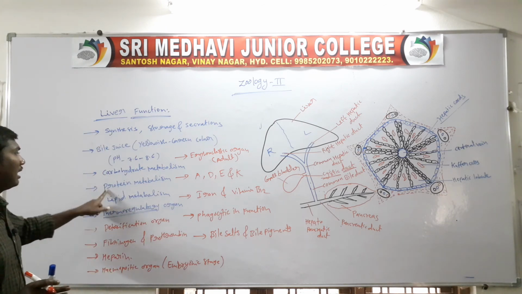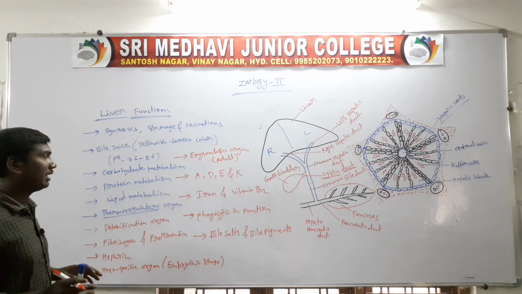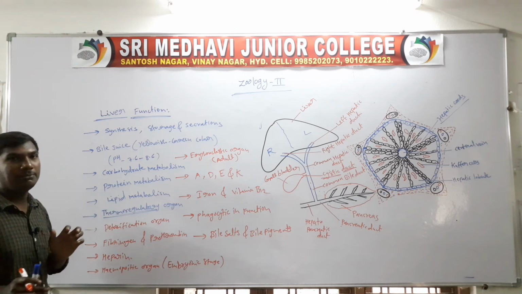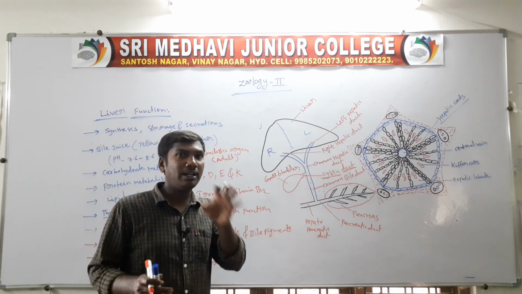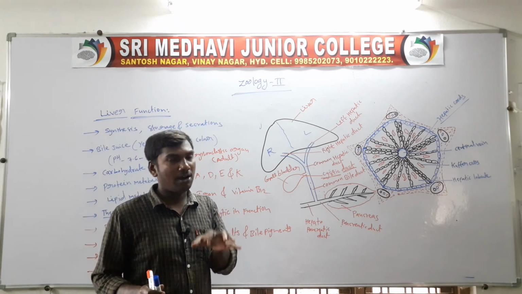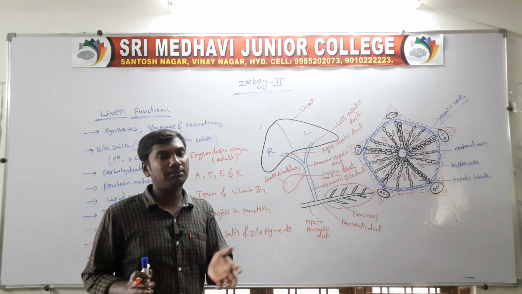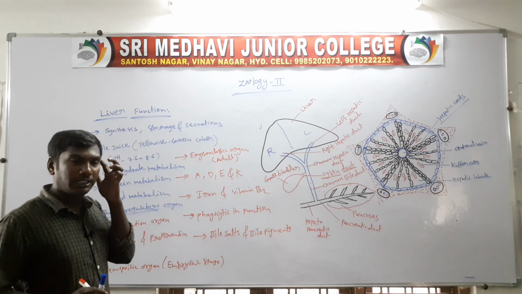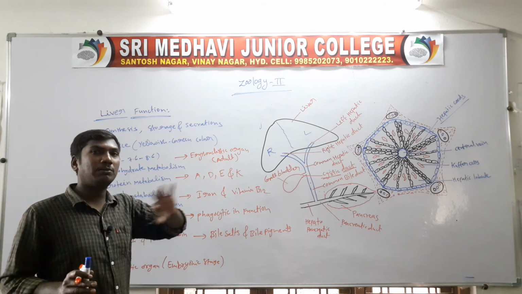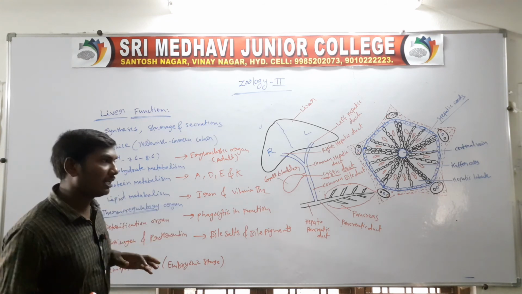Next one, lipid metabolism. Next one is the conversion of ammonia to urea, the ornithine cycle. They also help in the Cori cycle. Next one, detoxification organ means removal of toxins from the circulatory system.